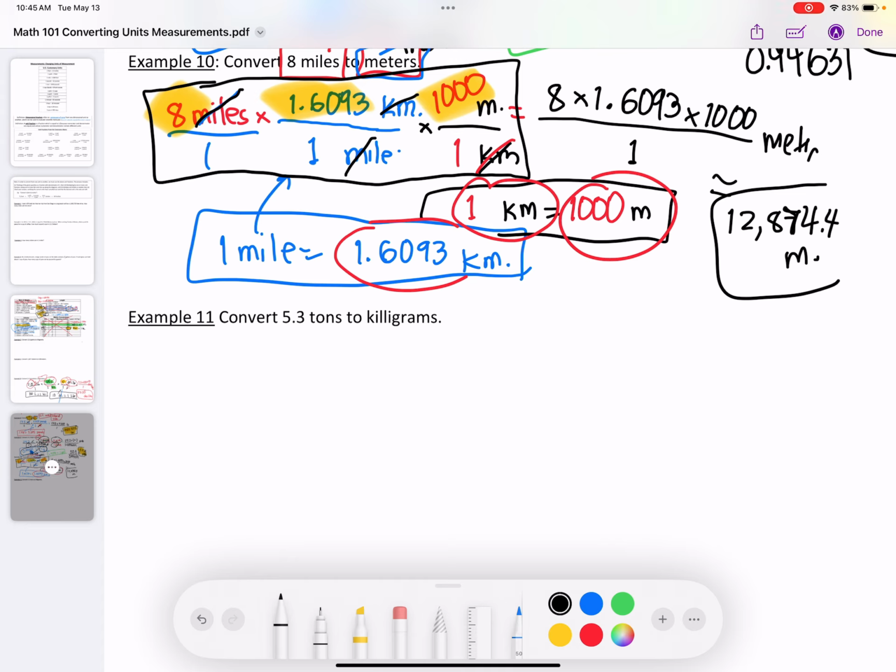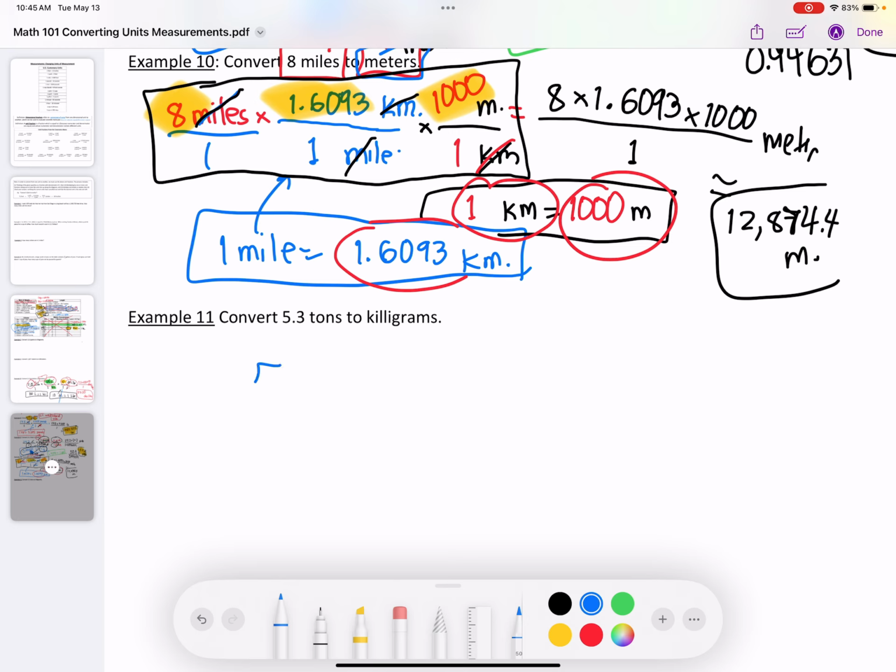Okay. Now I want to convert tons to kilograms. All right, it looks like weight and mass and all that. Tons is a US unit, right? We're talking about like an elephant is 2 tons or whatever. But kilograms or grams is a metric unit. So those, to me, I think those are always the hardest when you're going from metric to US or vice versa.